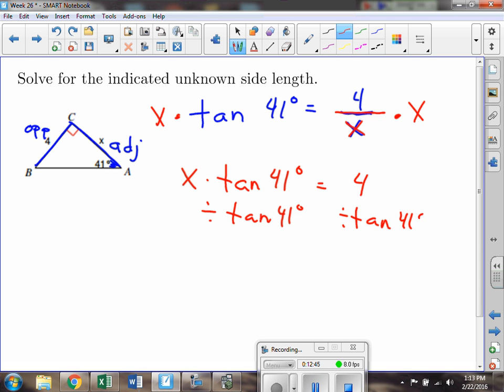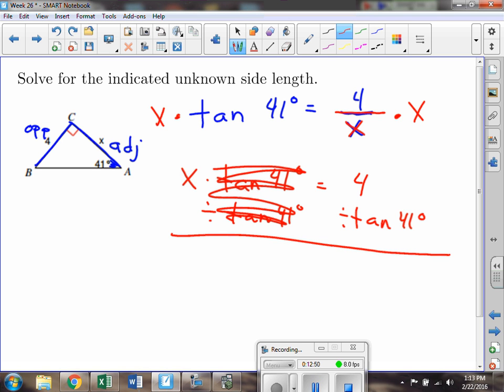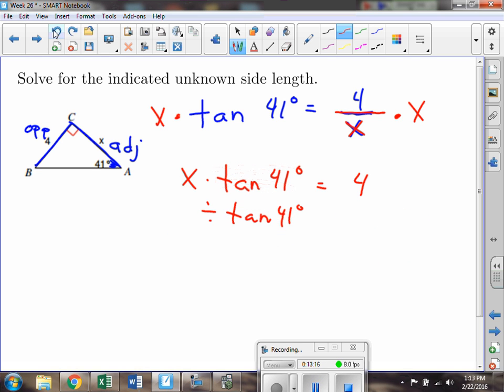Okay, and that then tells us, with multiplication and division canceling, we get what we'd have to type into the calculator. X equals 4 divided by the tangent of 41 degrees. I'm not going to go to the calculator right now and get that answer. This technique that we just did is one correct way to figure out what we needed to do. I have no problem with you doing it that way. I'd like to look at a couple of other ways.